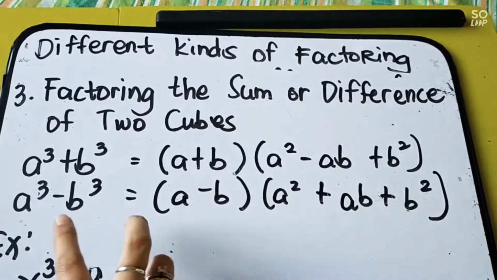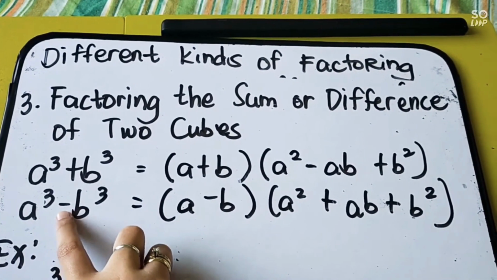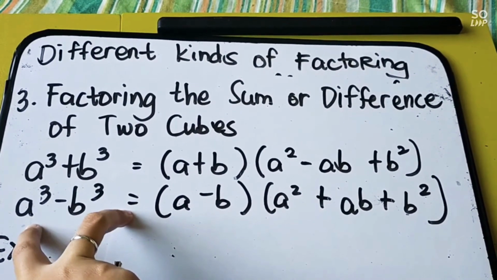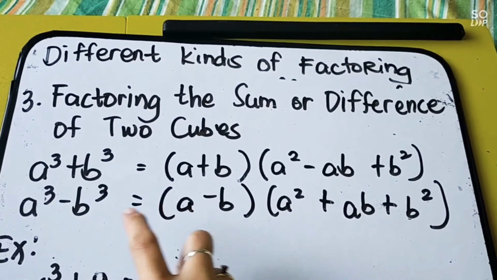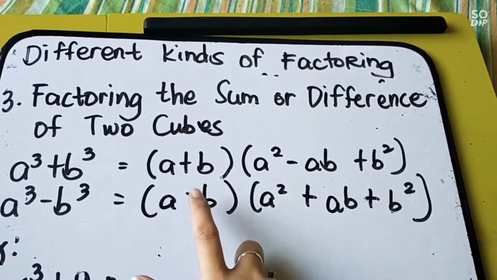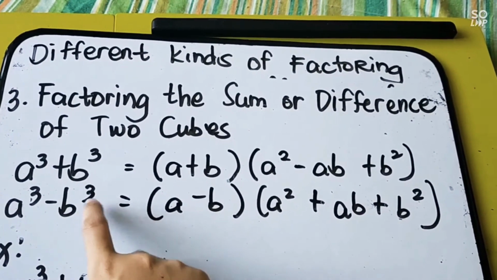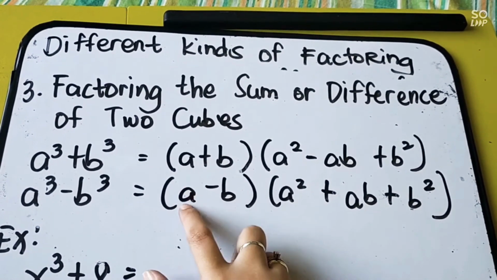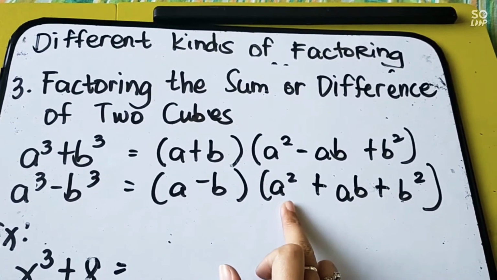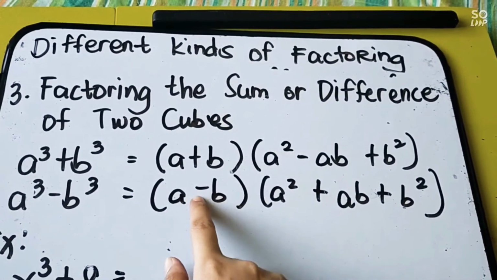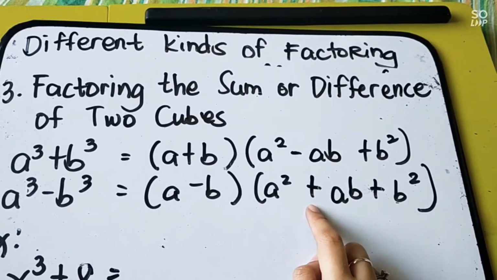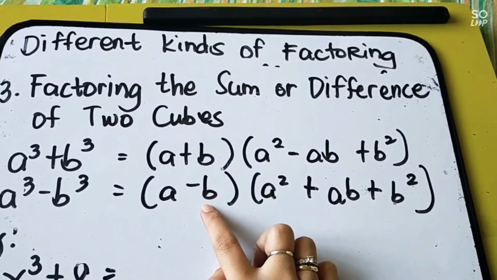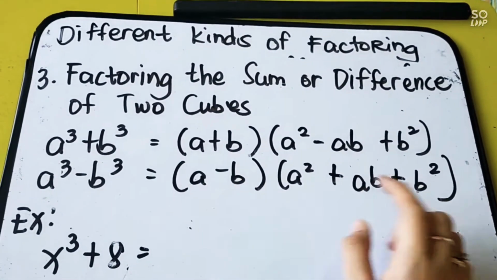Okay? Next tayo, what if minus or difference? A cube minus b cube. So, square root mo ulit. So, square root ni a cube is a. Then, copy the minus sign. Then, square root ni b cube ay b. Okay? Next, square mo ulit. Square ni a ay a squared. Next, multiply mo to. Kapag negative to, susunod dapat ay positive. So, a times b, we have ab. Then, square b, so we have b squared.